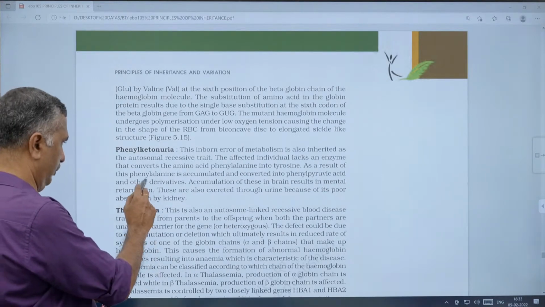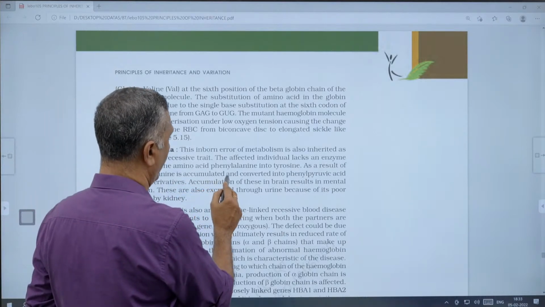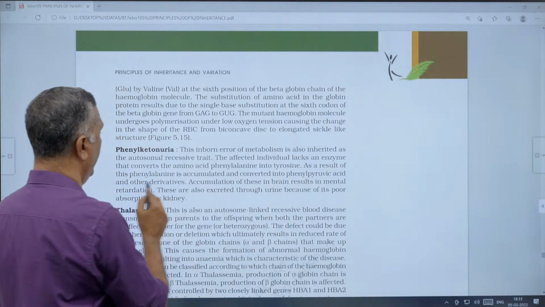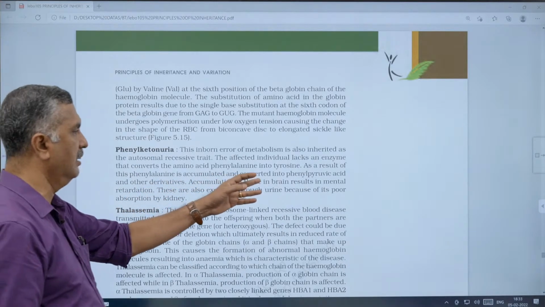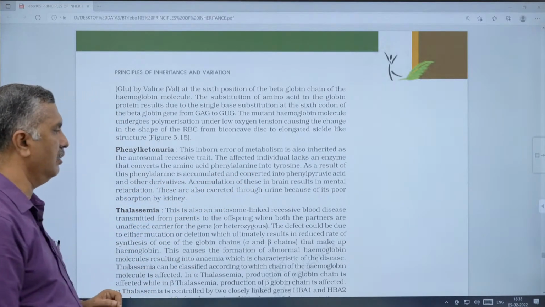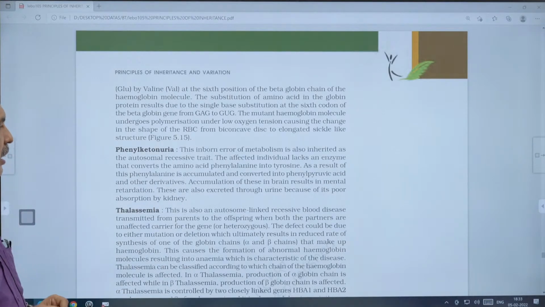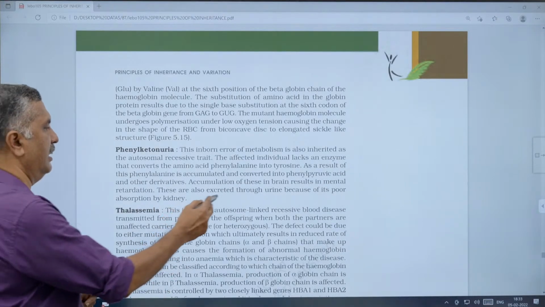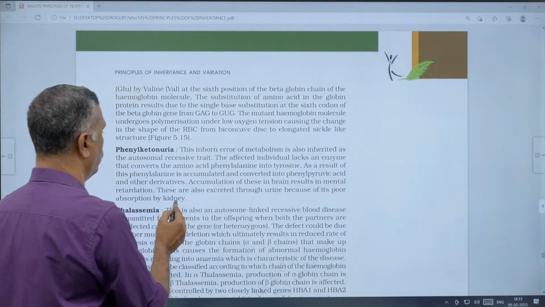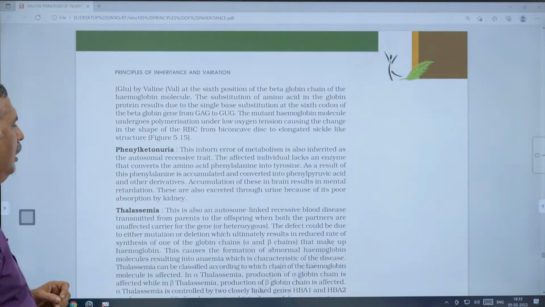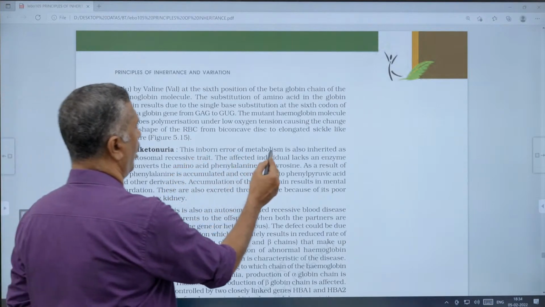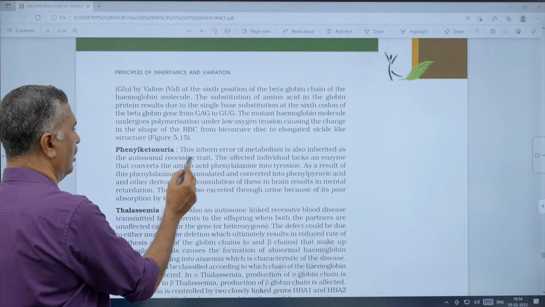As a result of this, phenylalanine is accumulated and converted into phenylpyruvic acid and other derivatives. Accumulation of these in the brain results in mental retardation. These are also excreted through urine because of their poor absorption by the kidney. It is an inborn error of metabolism, and it is an autosomal recessive trait.